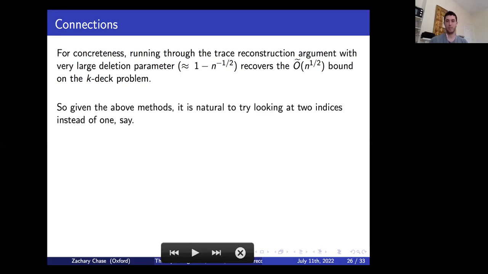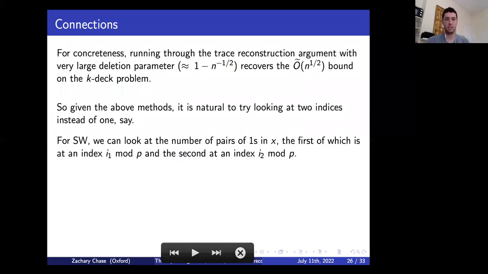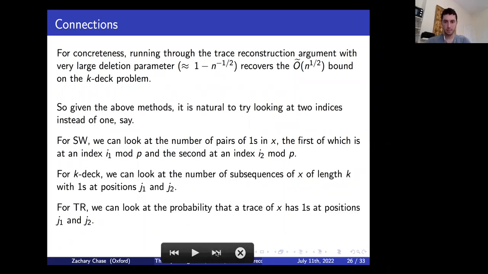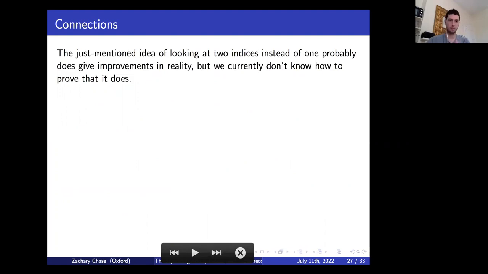Okay, so given the above methods, it is natural to try looking at 2 indices instead of 1, right? So this was all about looking at 1 index. You might want to look at 2. So for the separating words problem, you can look at the number of pairs of ones in x, the first at index I1 mod p, the second at index I2 mod p. And similarly for the KDEC and trace reconstruction, you can look at ones at 2 different positions. And this idea probably does work and probably does give an improvement in reality, but we currently don't know how to prove that it does.